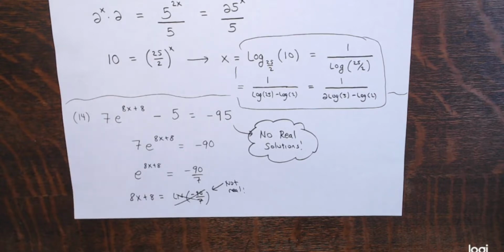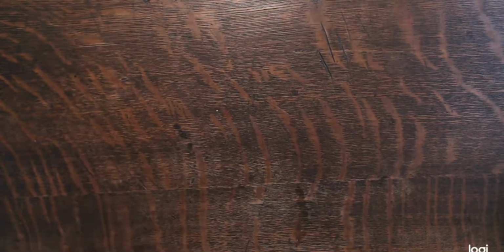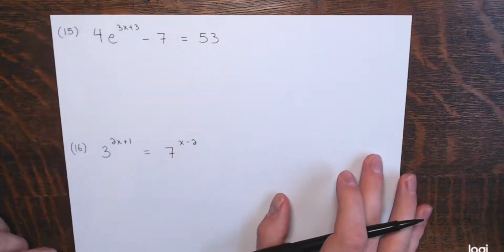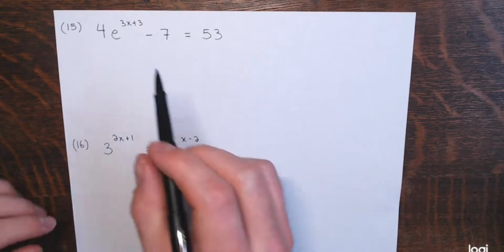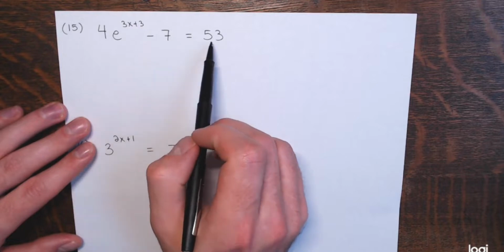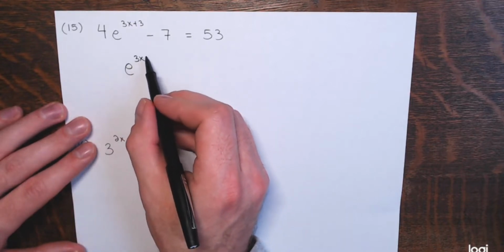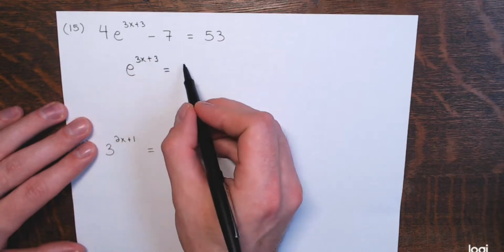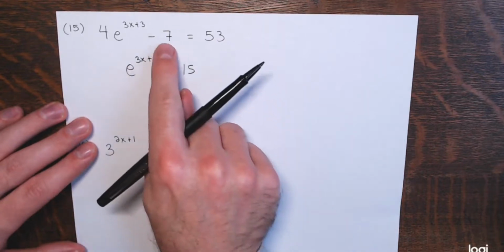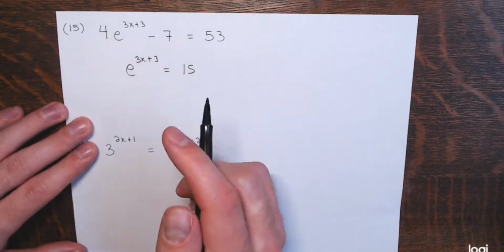Great, and then I just got one more page where I'm basically doing the same stuff as the previous several examples. So hopefully you got what's going on by now. So here, 15, 4 times e to the 3x plus 3 minus 7 equals 53. So e to the 3x plus 3 must be equal to 15, because if you add 7, that gives you 60 over here, and 60 divided by 4 is 15.